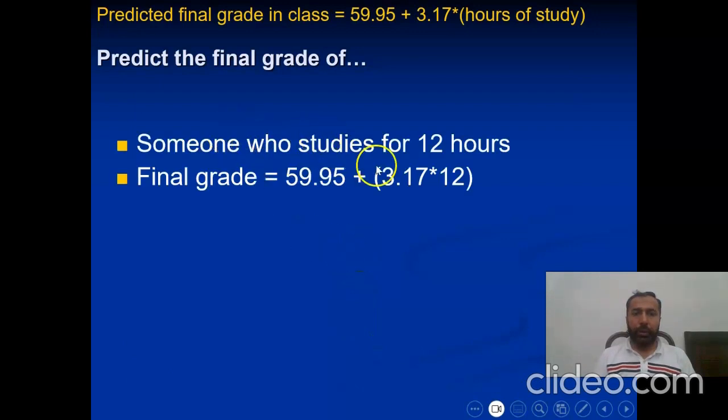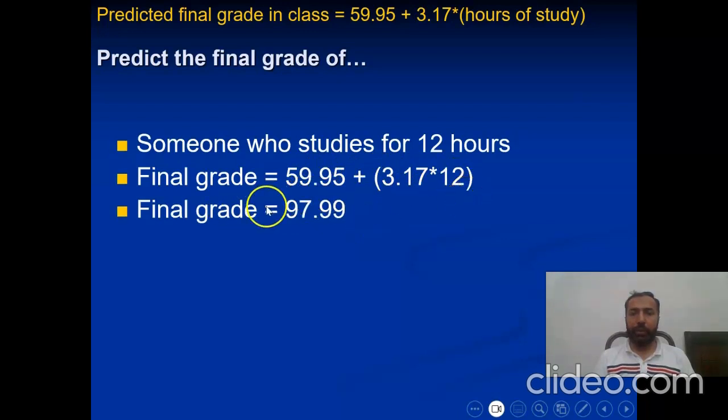Now, if a student has studied 12 hours, then we can easily find his final grade by putting 12 as x, multiplying the slope of 3.17 with 12 and then adding the intercept. So we will conclude that the final grade of a student who has studied 12 hours will be 97.99%, almost 98%.